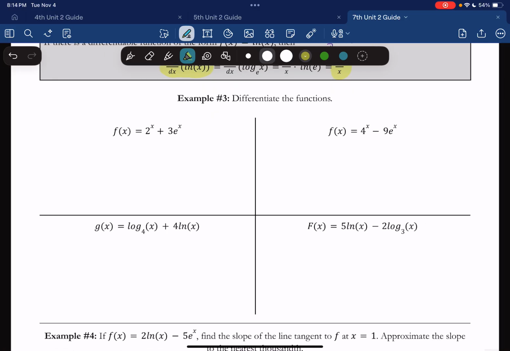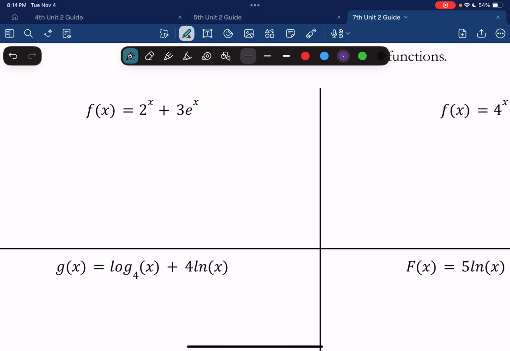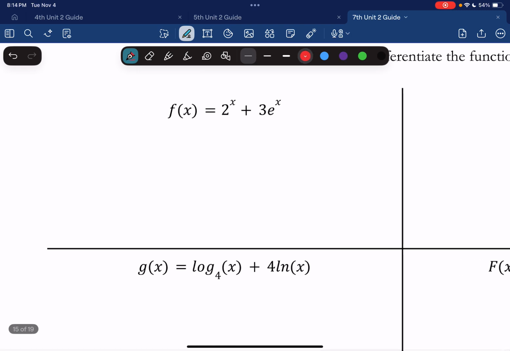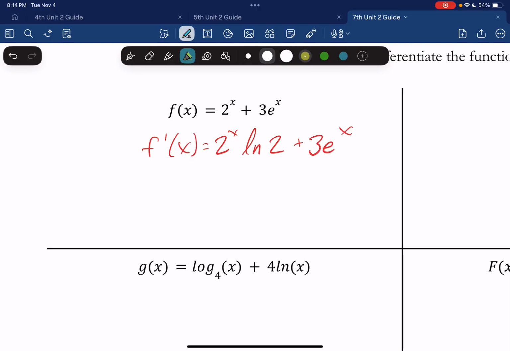All right, so differentiating these. So I got f of x is 2 to the x plus 3e to the x. So this gets me f prime of x is the derivative of 2 to the x is 2 to the x times the ln of 2 plus then 3e to the x. The derivative of e to the x is e to the x. So plus 3e to the x. And there's my derivative, and I'm done.